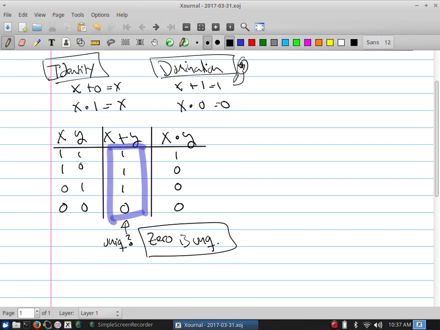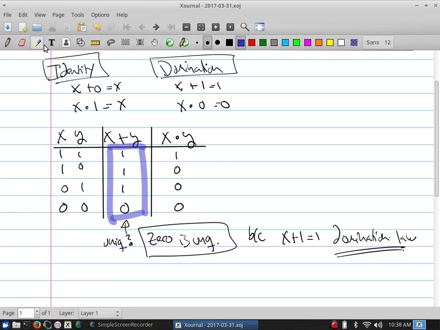Right. Because of domination. Zero is unique because x plus 1 equals 1, which is the domination law. The only way for an or to ever spit out a zero is if everybody was zero. At any other time, we're going to get a one. Why? Because one dominates, because of the domination law.